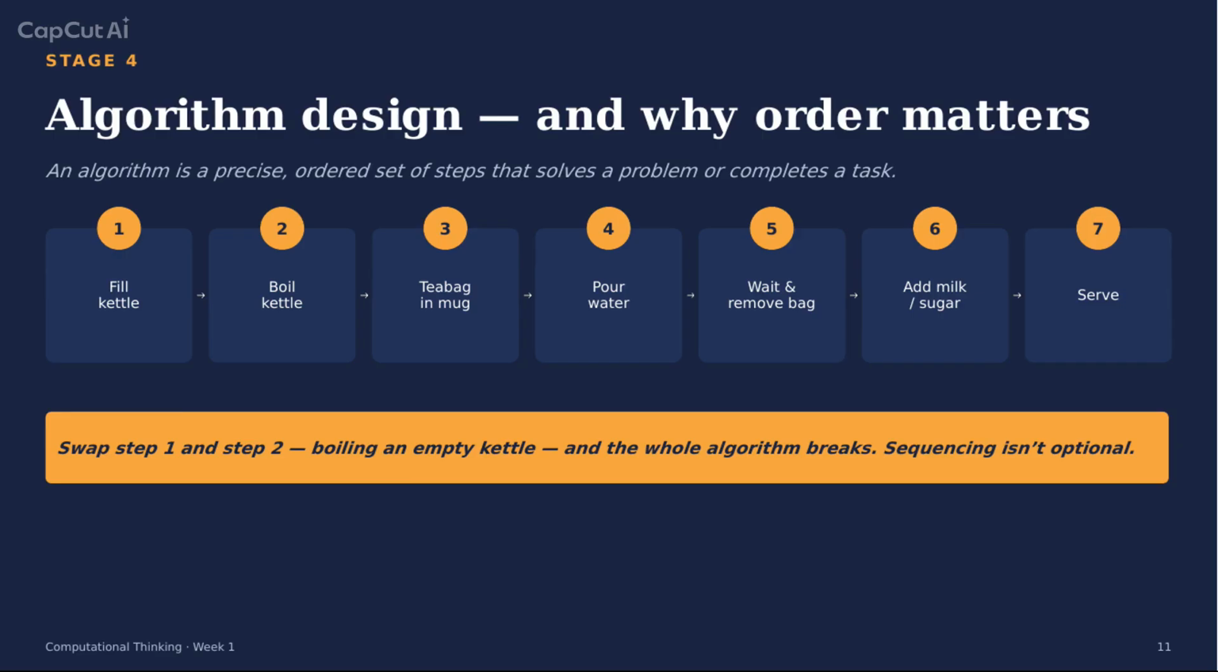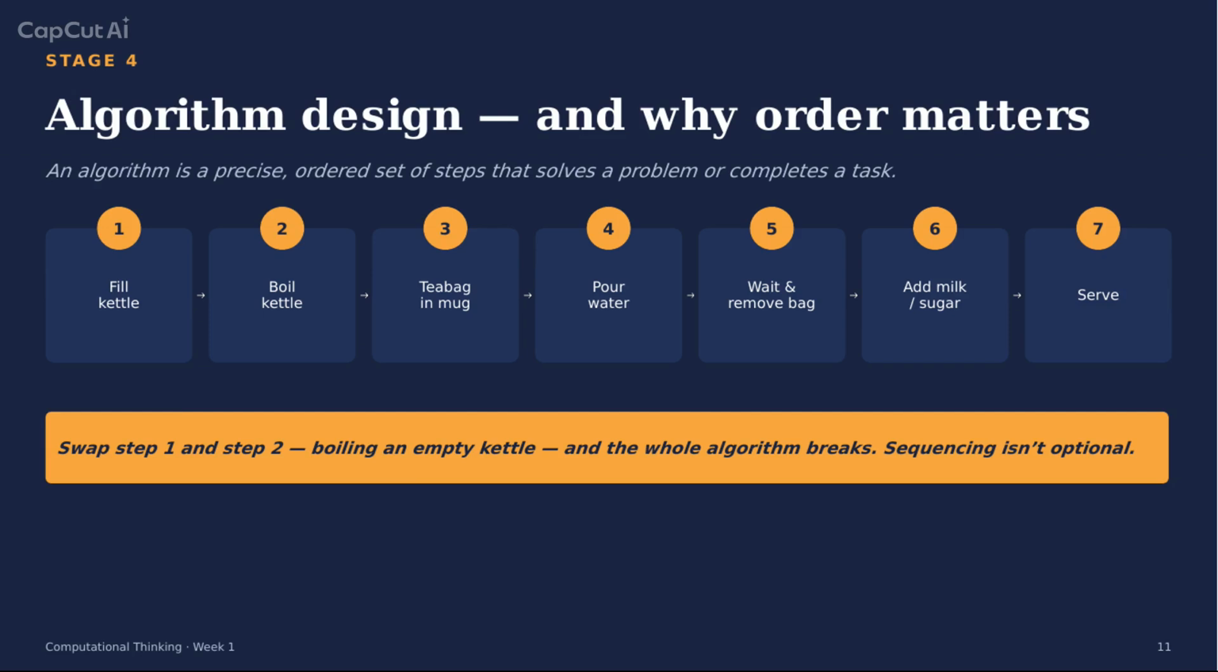And that brings us to algorithm design. An algorithm is simply a precise, ordered set of steps that solves a problem or completes a task. Look at our tea example, done properly this time. Fill the kettle, boil it, tea bag in the mug, pour the water, wait and remove the bag, add milk or sugar, serve. 7 clear steps.